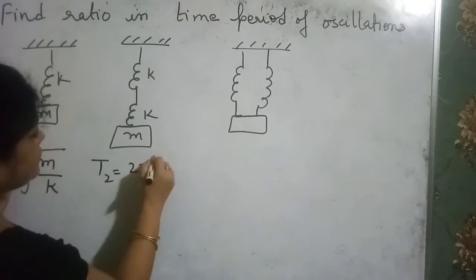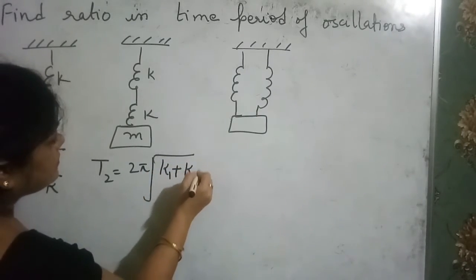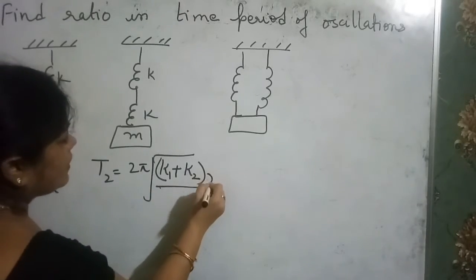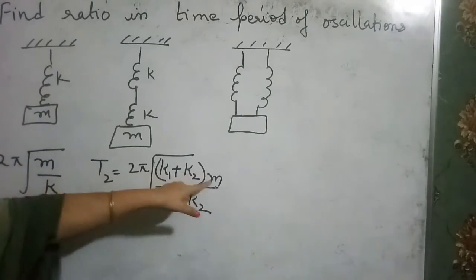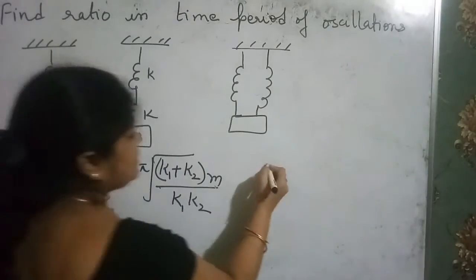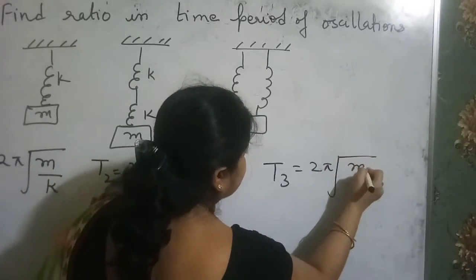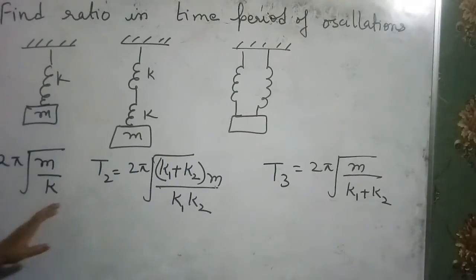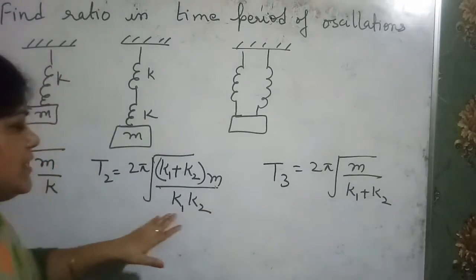2 pi under root m into k1 plus k2 over k1 k2. Clear? m is there, k1 plus k2 over k1 into k2. Now in this case, time period is equal to 2 pi under root m over k1 plus k2. Just remember all these three formulas. There is a little bit of confusion in these.